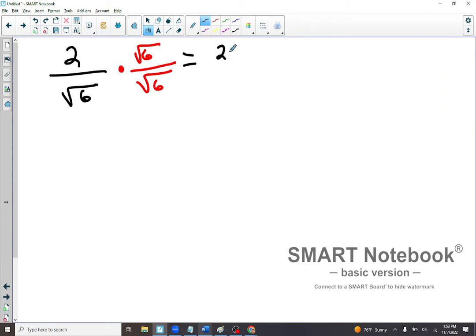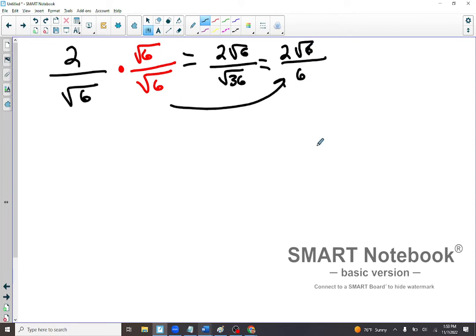On the top, that will be 2 root 6. They're not matching terms, right? One's inside the square root, one's not, so they don't go together. Here, square root of 6 times square root of 6 is the square root of 36. But wait a second, we know what the square root of 36 is. It's 6. So you don't have to show that middle step. You could go right to here if you want to.